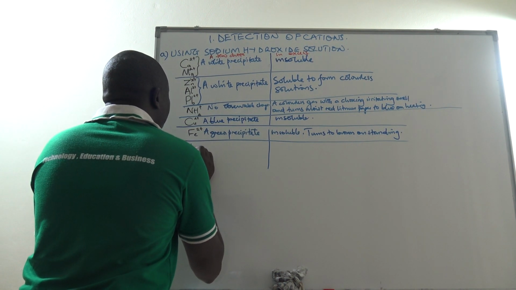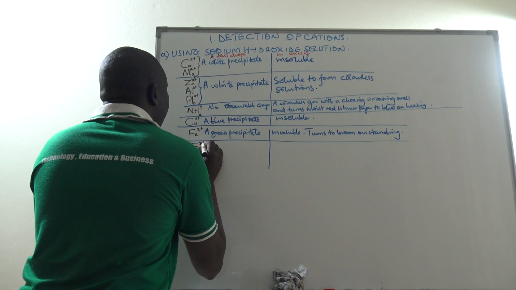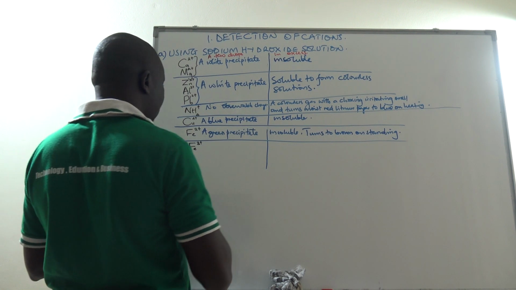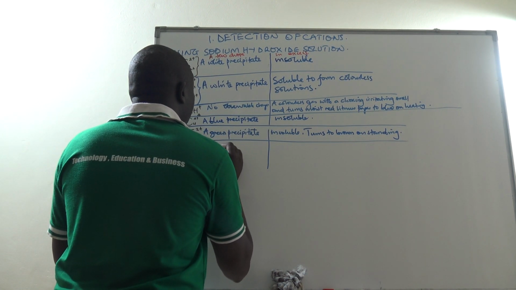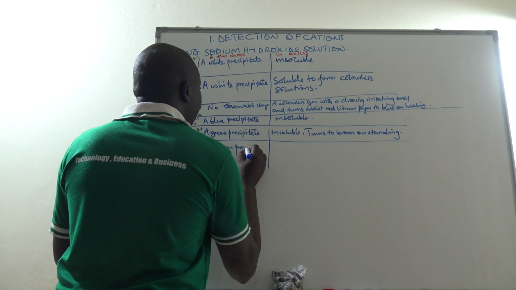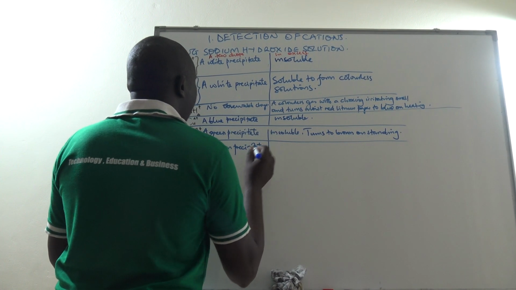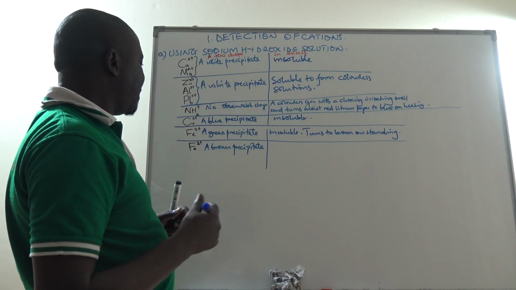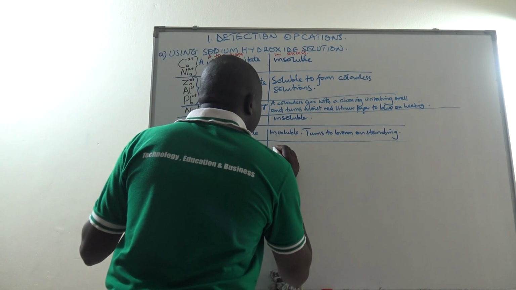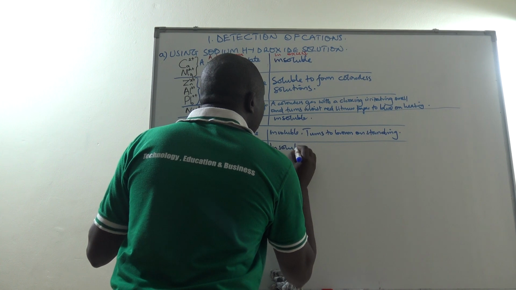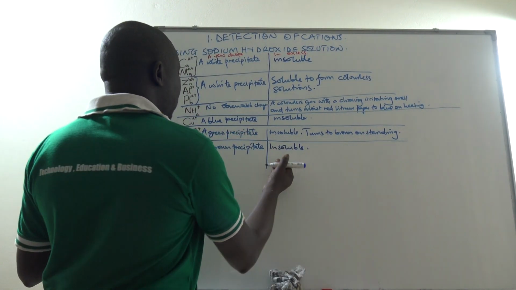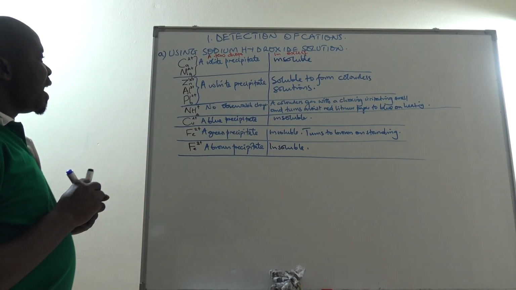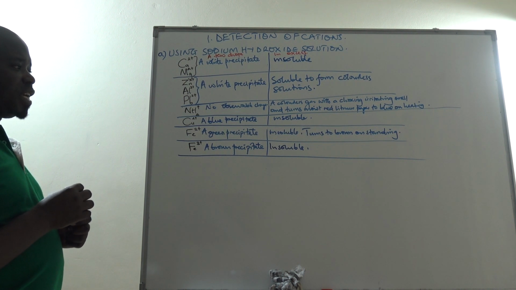Then finally, we have iron 3 ion. Iron 3 ion in this case gives us a brown precipitate. This time it is not a yellow precipitate, it is a brown precipitate. It is not yellow in color, and then it is also insoluble in excess. So this is a very simple summary of how these cations here respond to sodium hydroxide solution.